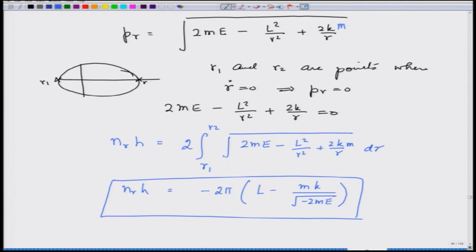And this is what is going to determine the energy. Now, you may wonder why this minus 2mE. Keep in mind that this is a bound state and therefore, E is less than 0.